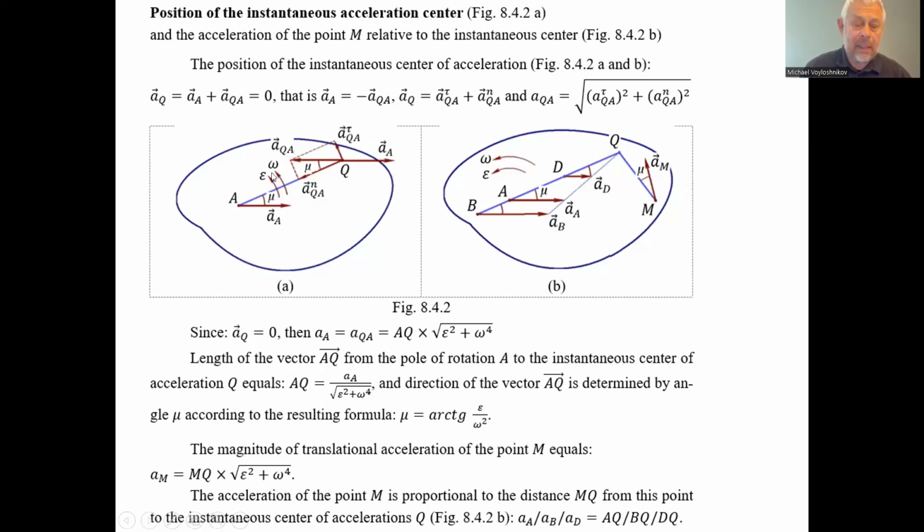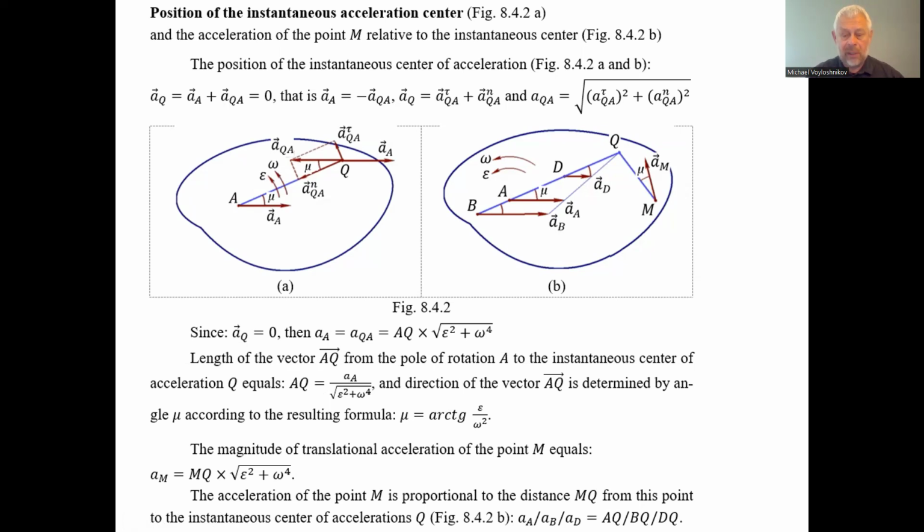If the angular acceleration of the body contradicts the direction of the angular velocity. So that's how to find the direction of the angle mu. The size we can find by this distance ratio. And some properties of the instantaneous center of the acceleration.